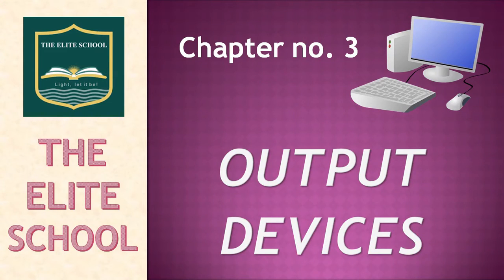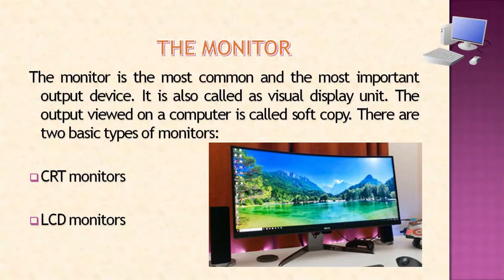Today we are going to start our third chapter, output devices. Our first topic is the monitor. The monitor is the most common and important output device. It is also called visual display unit. The data which we can view on the screen of a monitor is called soft copy.